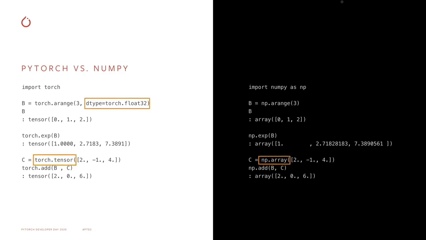For example, as previously mentioned, what NumPy calls arrays, PyTorch calls tensors. In this snippet, we also see that PyTorch is a little more explicit about data types, requiring that the tensor B be specified as containing floating point values before the exponential function can be called on it. Now, we might think that the goal of NumPy compatibility is to eliminate all differences between PyTorch and NumPy, but that's actually not the case.